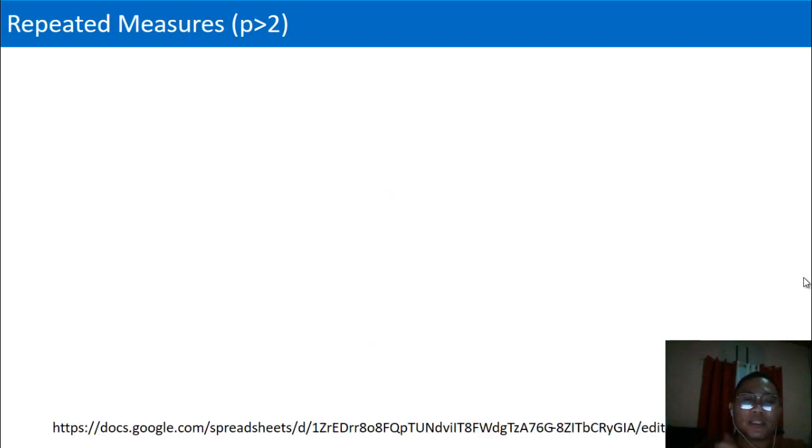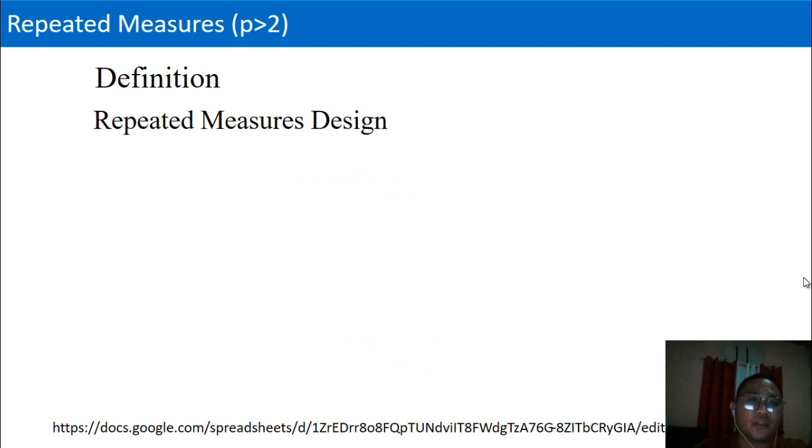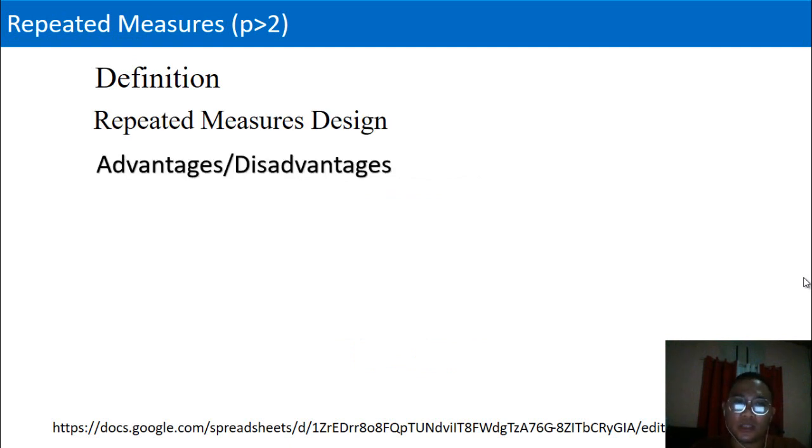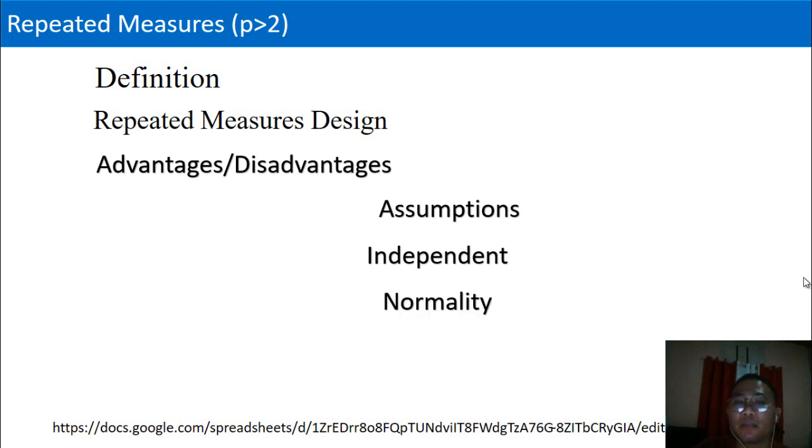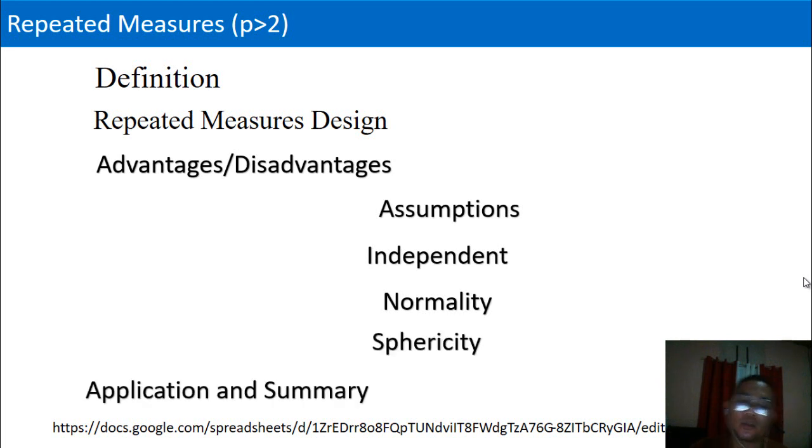I would like to discuss the K-related tests, specifically the repeated measures ANOVA. My presentation will go through the definition of the repeated measures design, the advantages, and the disadvantages. We have three assumptions: the first, independence; the normality assumption; and the sphericity assumption. Then we're going to apply and generalize this.